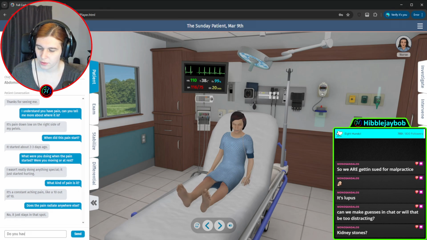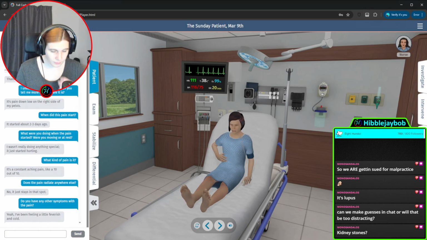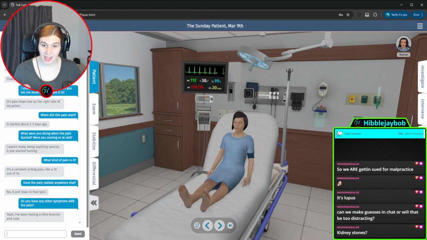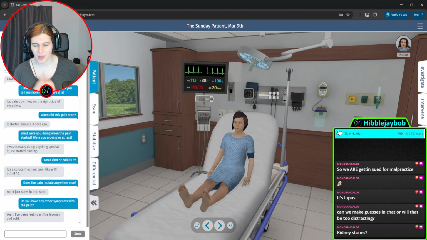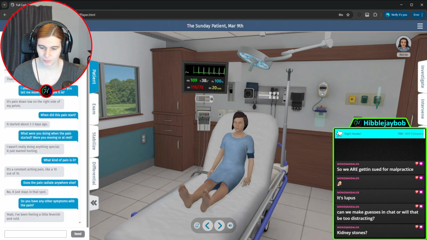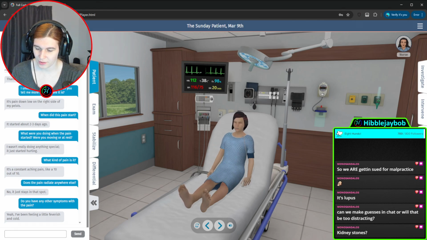Do you have any other symptoms with the pain? After radiation is basically A, which is your associated symptoms. We've been a little feverish, so hot, cold, so fever, and we do know that we have a fever, so that ties in with this. T is timing, so we're going to ask, is the pain constant, or does it come and go?